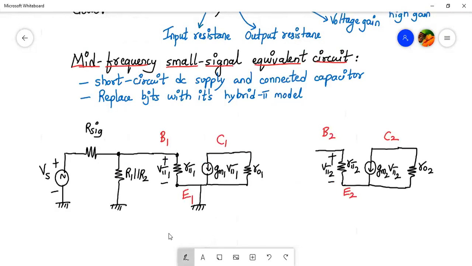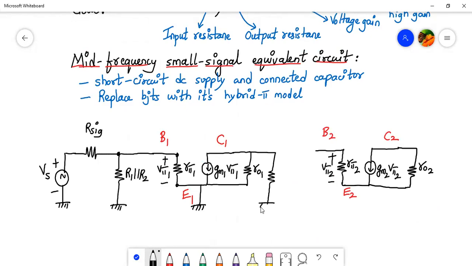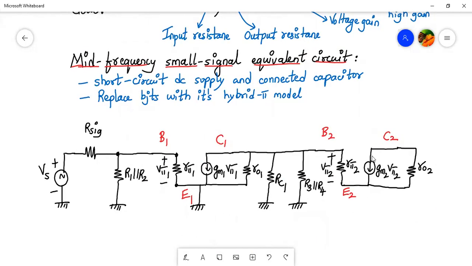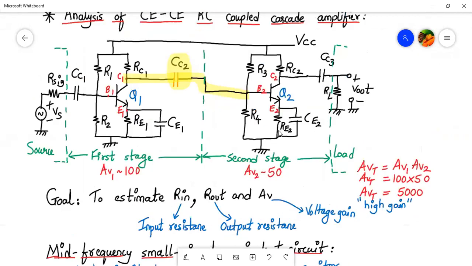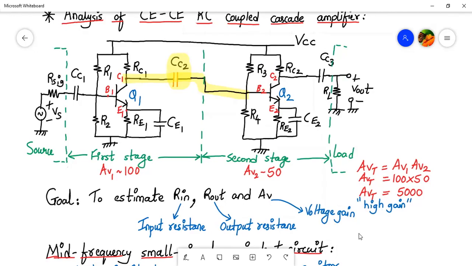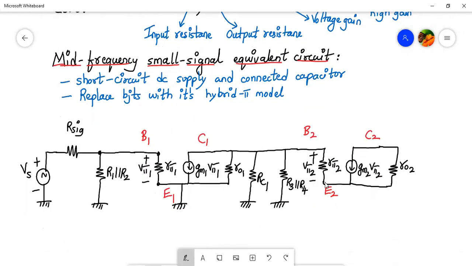From collector 1, first of all, we will have a resistor which is RC1, and then collector 1 is connected to base 2, and from base 2 we have a resistor which is R3 parallel to R4. So that is what we have so far. Now let's go to emitter 2. Again we have RE2 connected in parallel with CE2, and CE2 is short circuited. So emitter 2 will be going towards the ground.